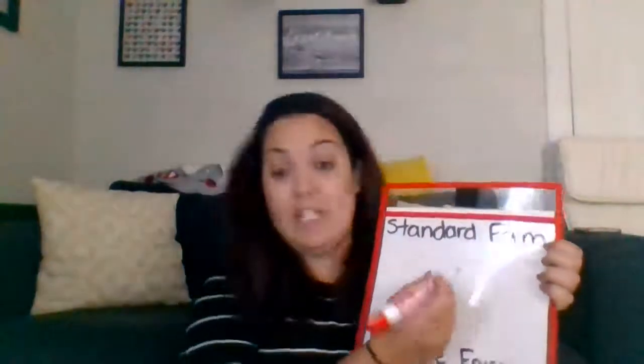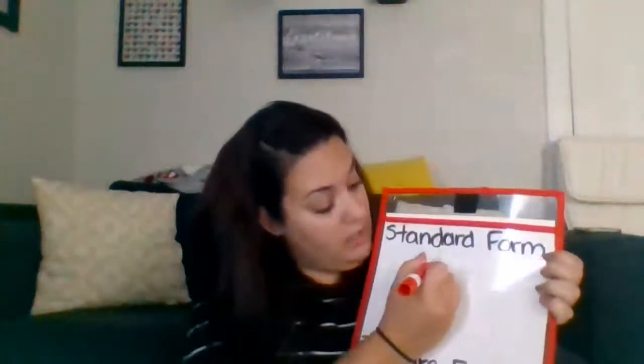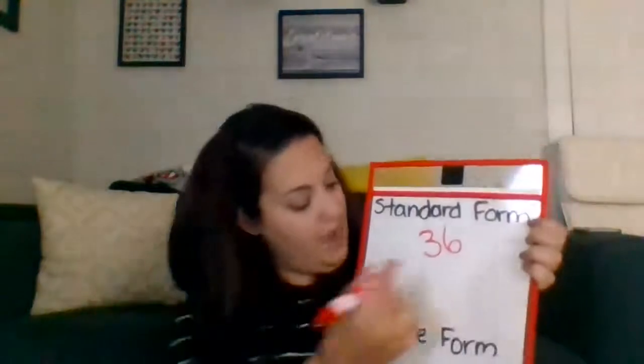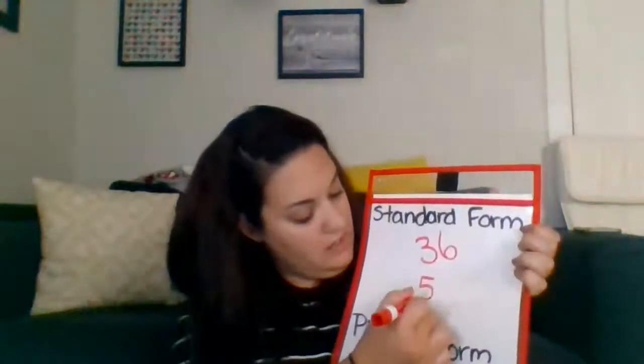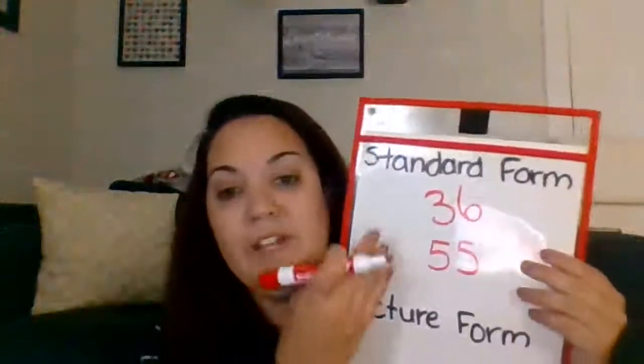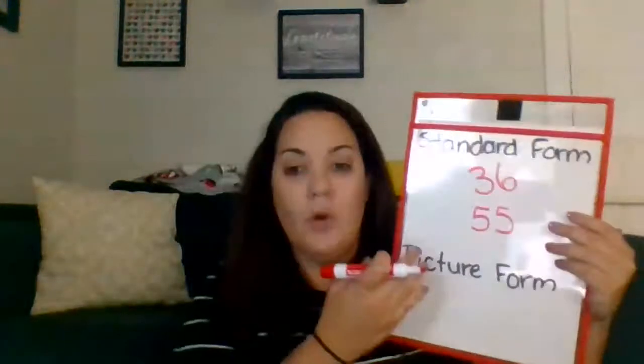Let's start with standard form. That's the easiest way to write a number. It's how we usually write numbers. So if I have the number 36, I would just write 36. If I had the number 55, I would just write 55. These are examples of standard form. They show us the number using only digits.